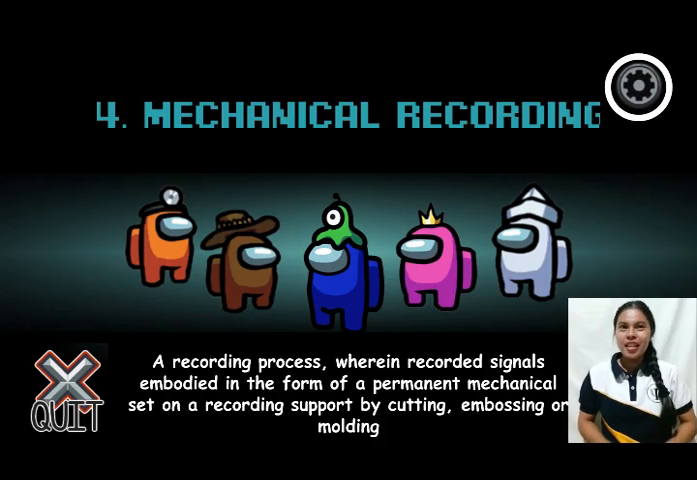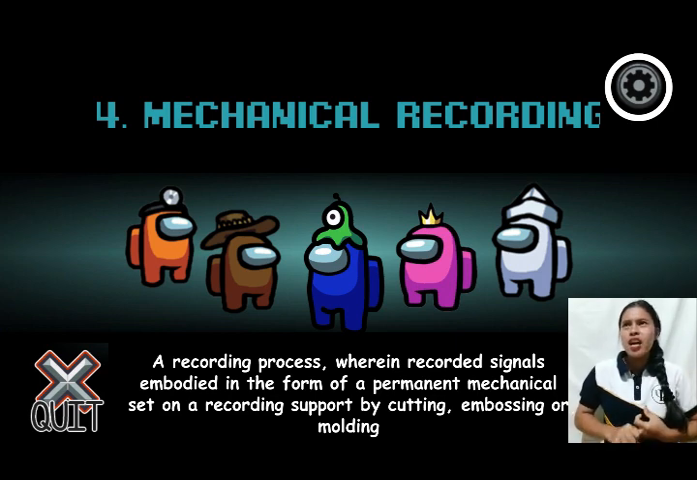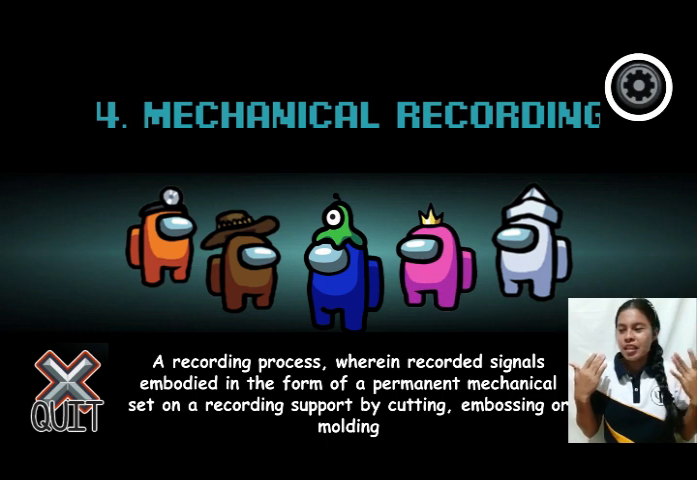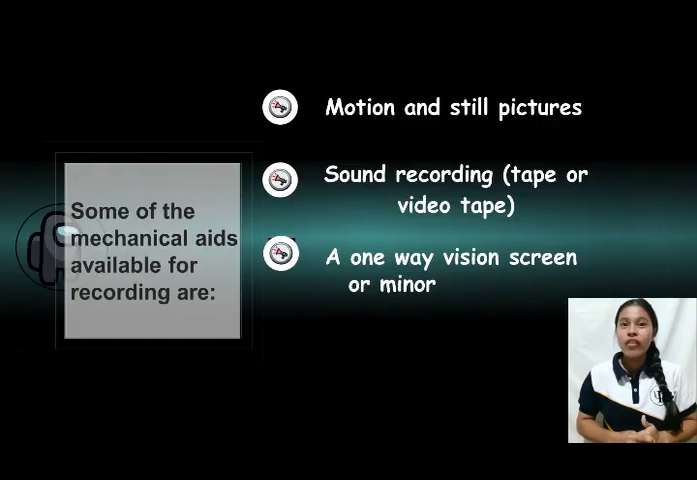Mechanical recording. It is a recording process wherein recorded signals embodied in the form of permanent mechanical set on a recording supported by cutting, embossing, and molding. When we say recording, it comes to our mind, di ba, that it is something like audio, no? Recording. So, here are some of the mechanical aids available for recording.